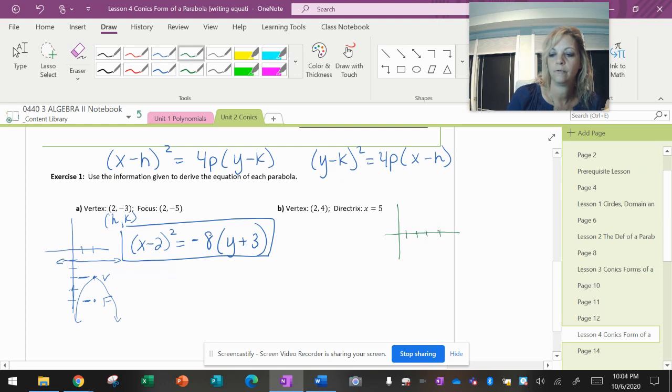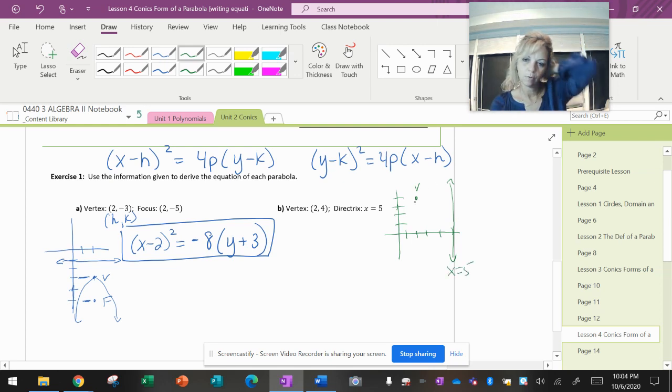1, 2, 3, 4, 5. 2, 3, 4. So I got (2, 4) is the vertex. x equals 5 is the directrix, right? So (2, 4), and then x equals 5.